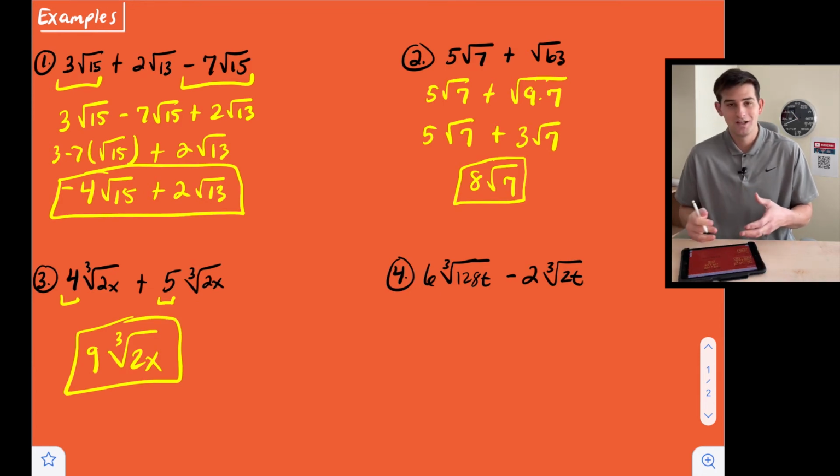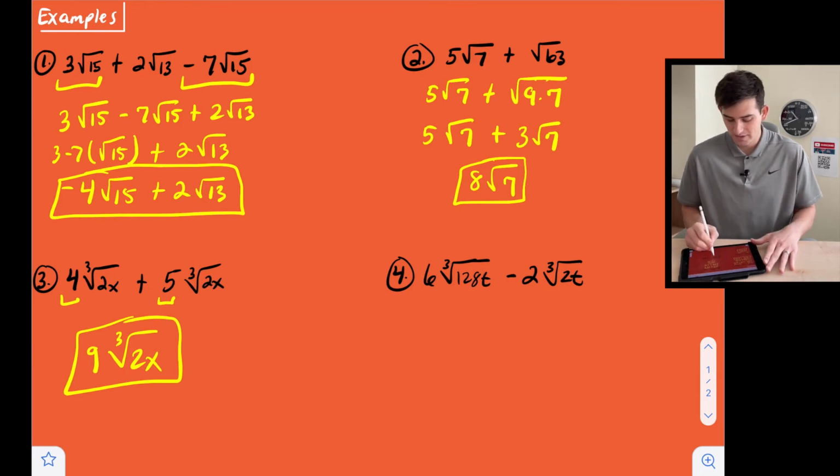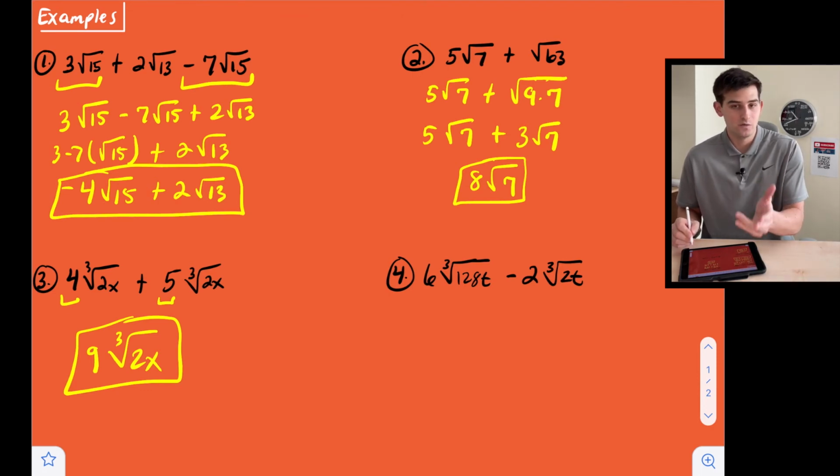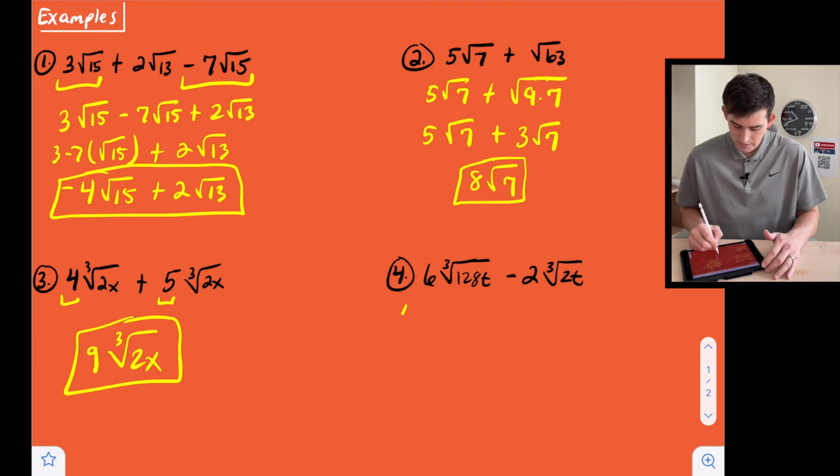Now for number 4, it's not that simple because our radicands are 128t and 2t. Those obviously are not the same, but can we rewrite 128 as something times 2? Yes, we can. That would be 64, which is helpful because the cube root of 64 is a perfect cube. It is 4. So now we could write number 4 as 6 times the cube root of 64 times 2t, minus 2 times the cube root of 2t.